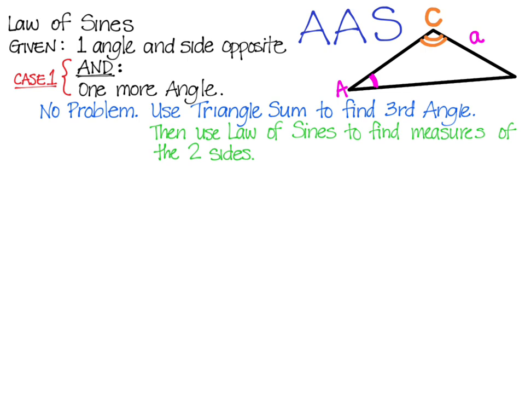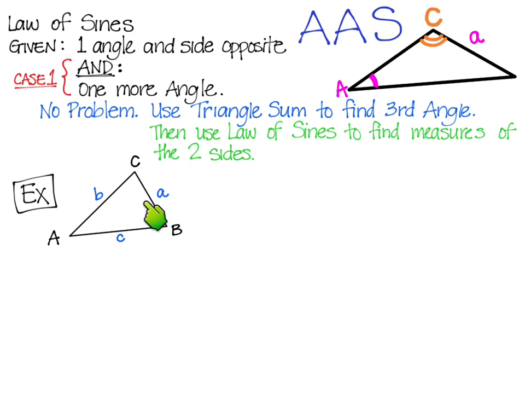Let's see how it's done with actual numbers. So here's an example. We have our triangle. This is typically how it's written in your homework and how I would write it on quizzes and tests. You've got a triangle with this configuration. We know to solve it, we need all three angles and all three sides.